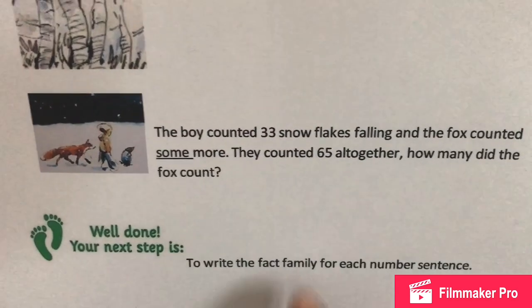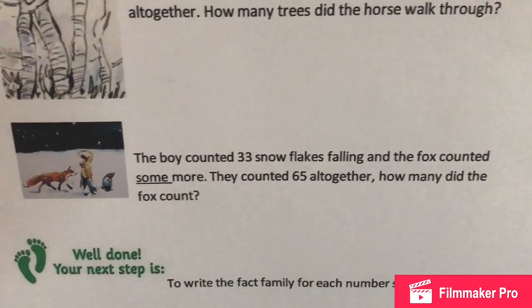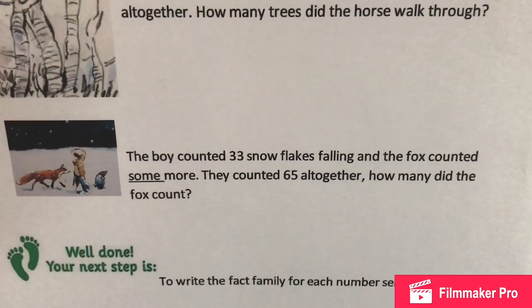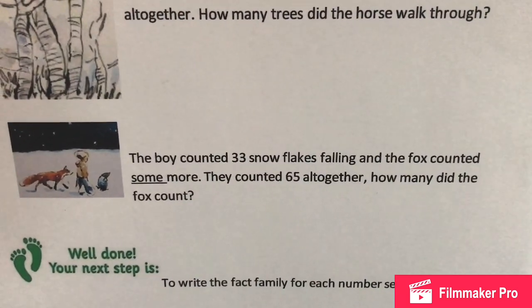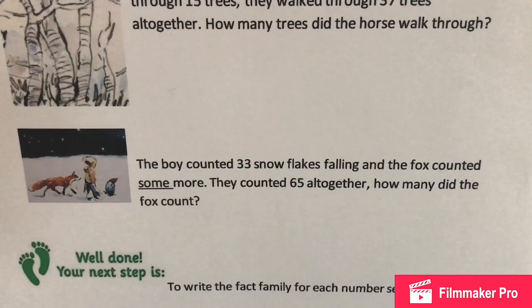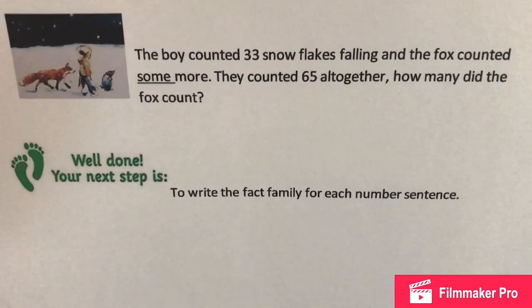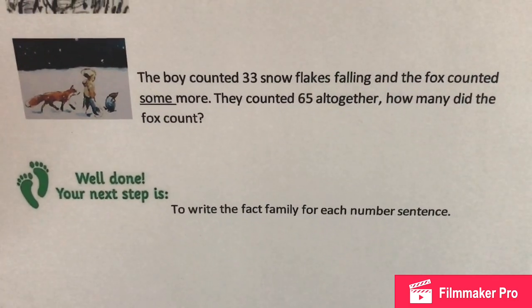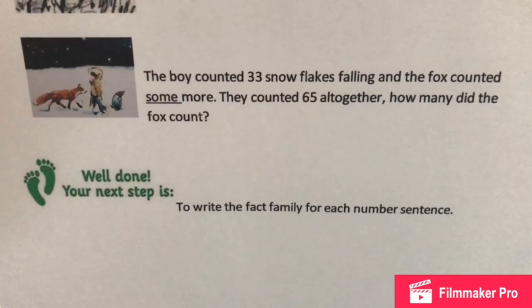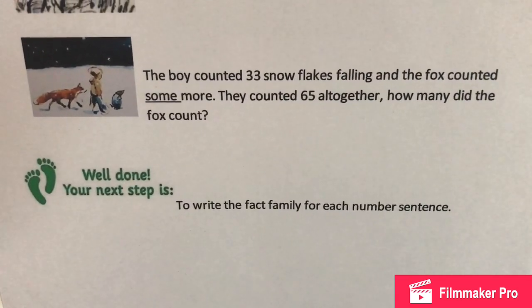And again, you've been given a big number and a small number. So you need to think about how you're going to find out what that missing number is. You can pause all of these in between each one to have a go. And then finally at the end, when you've managed all that, you'll have one number sentence per question. I would like you to write out then the fact family for each one of those number sentences.